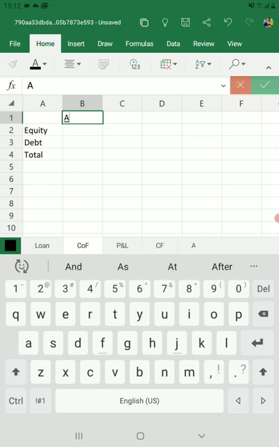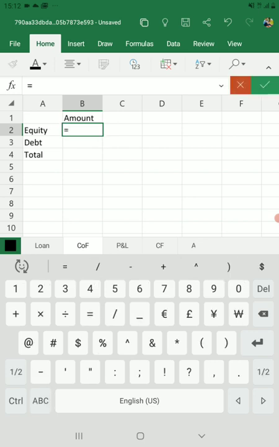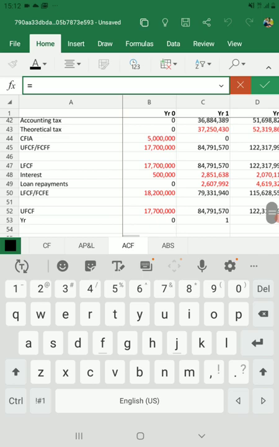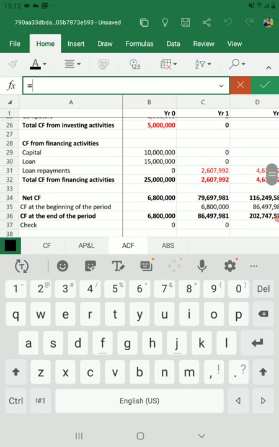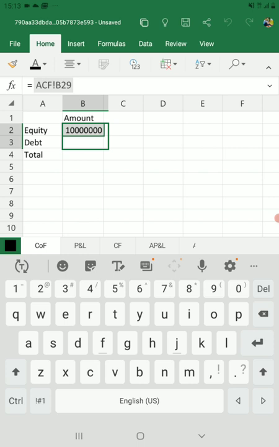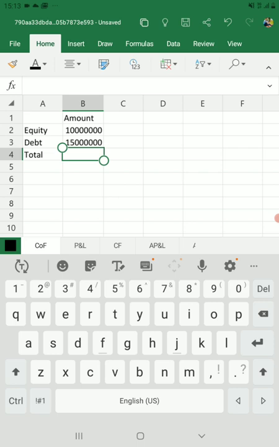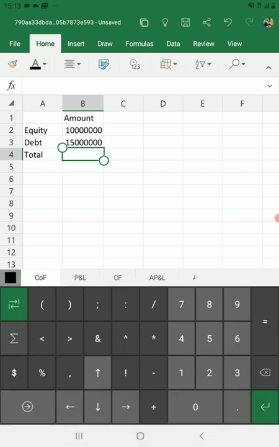So let's start with the data for amount. For equity, we start with an equal sign here, go to our annual cash flow statement. Equity is available under cash flow from financing activities here. We have the capital figure, this one. Press enter. For debt, we can just tap to fill this because debt is adjacent to equity in the cash flow statement. And then we just use a sum formula to sum the two to get the total injection in the business. So that is as far as amount is concerned.